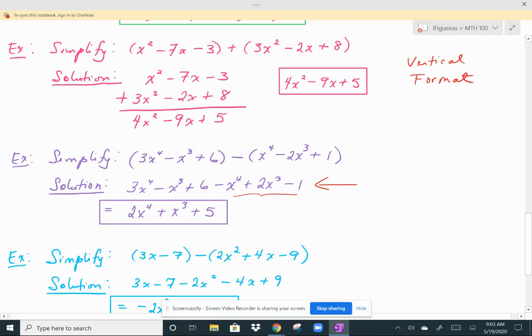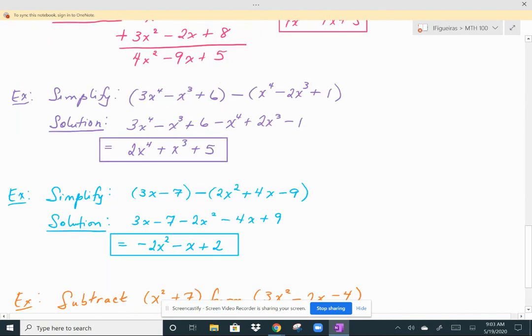Now you're ready to combine like terms. So I did this in my head. I didn't write it out like I did in the previous examples. So what I combined is 3x to the fourth minus x to the fourth, and that gives me 2x to the fourth. Then I did negative x cubed plus 2x cubed, which gives me 1x cubed. You don't have to write the 1. And then 6 minus 1 gives me 5. So your final answer is the one here in the box.